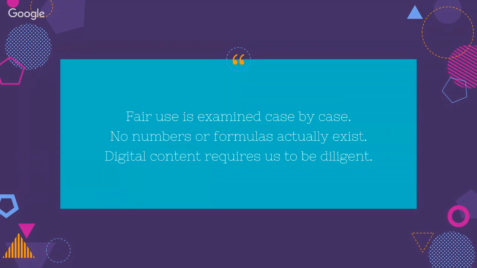And the basic rule to attribute sources is to provide 4 things: the title, the source, the author, and the license if the work is licensed.